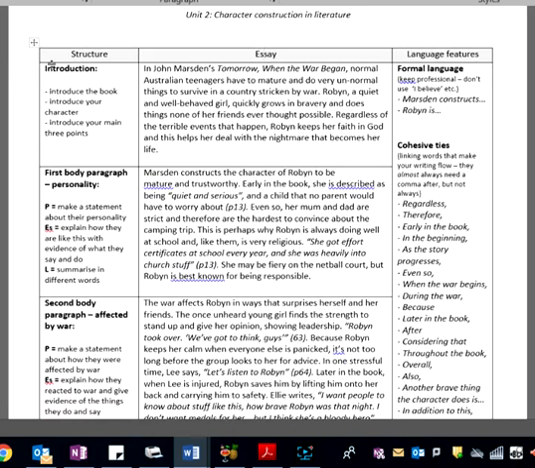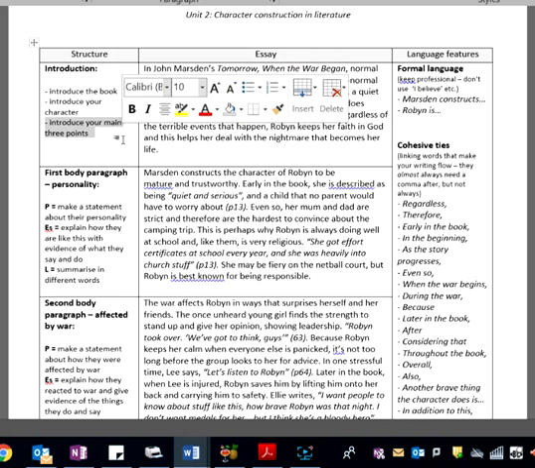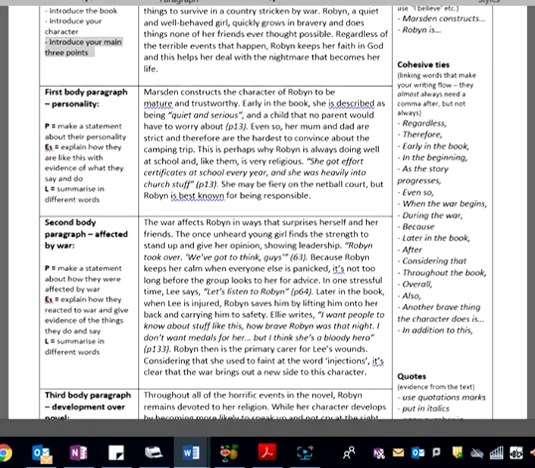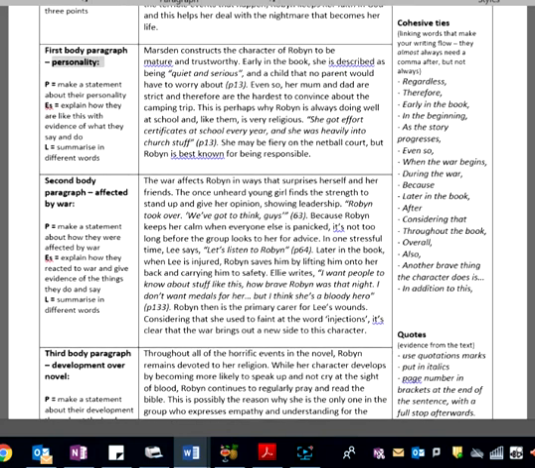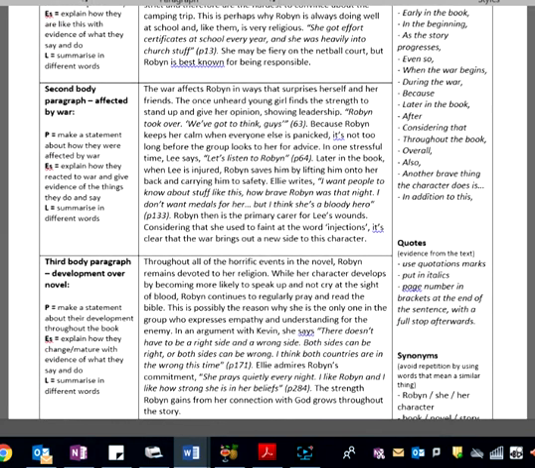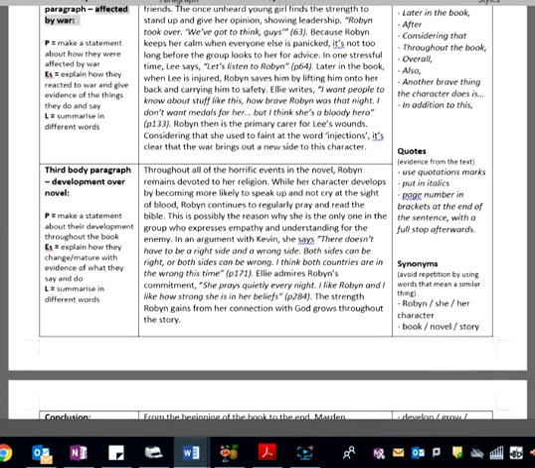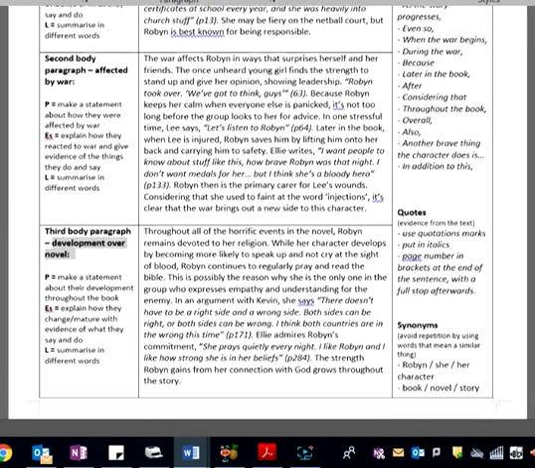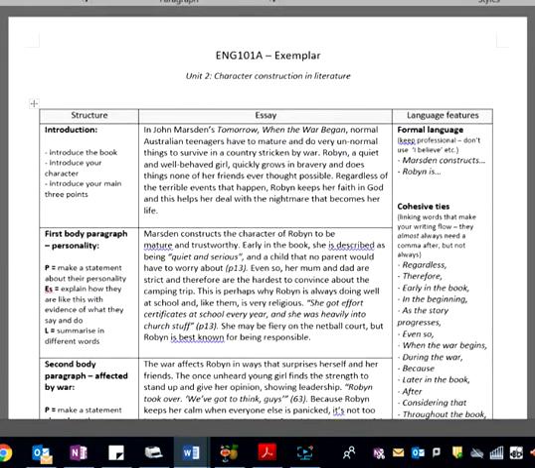Introduction. Over here, I'm going to look at what I need to do. I need to introduce the book, introduce my character, and introduce my main 3 points. My main 3 points are from my 3 body paragraphs. What's her personality like? How is she affected by war? And how does she develop over the novel? So let's make sure I've done all these 3 in the introduction. I'm going to read it to you now.